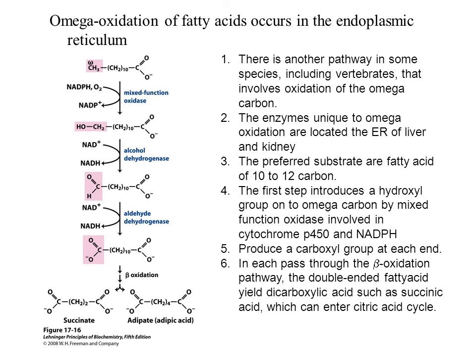First step introduces the hydroxyl group on the omega carbon by mixed function oxidase involving cytochrome P450 and NADPH. This produces a carboxyl group at each end, like this. In each pass through the beta oxidation pathway, the double carboxyl fatty acid yields dicarboxylic acid such as succinic acid, which can enter the citric acid cycle.